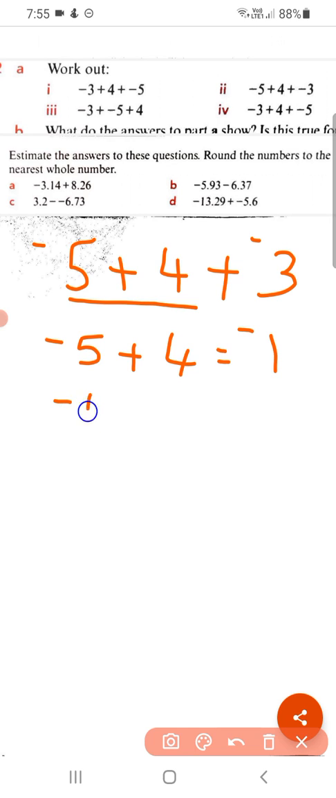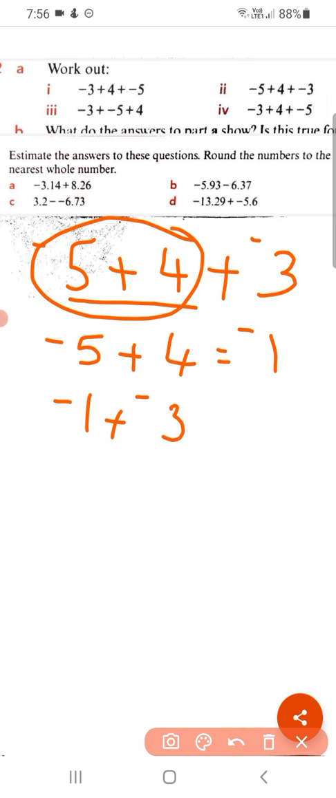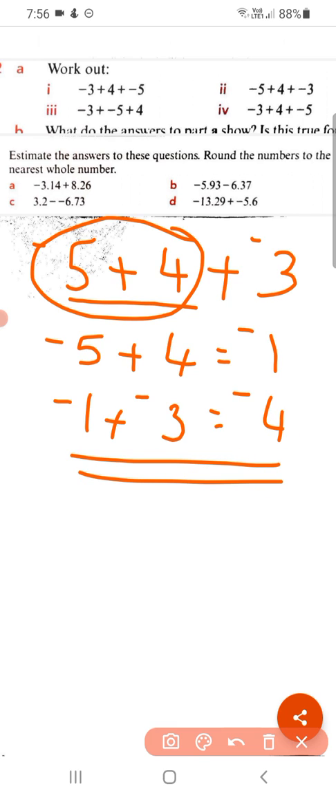Next, negative 1 plus negative 3. Negative 5 plus 4 is negative 1. So this is over. Now negative 1 plus the third number, that is negative 3. Here we are adding two numbers with the same sign, negative sign. So add and put the negative sign. Negative 1 plus negative 3 is negative 4. So our final answer is negative 4. Do the third and fourth as homework.